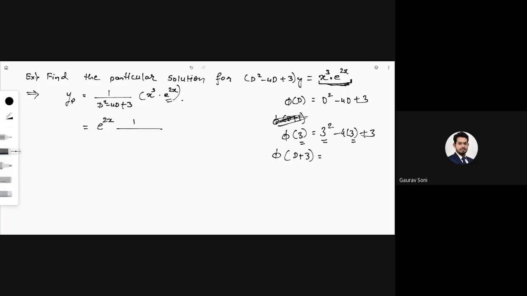Dhruv, tell me. What will be phi of d plus 3 now? ये इसने क्या किया है यश ने यहाँ पे phi of 3 is equal to 3 square minus 4 into 3 plus 3. What he has done? Replace d by 3. Okay. So जहाँ जहाँ d था वहाँ पे 3 रख दिया है. तो phi of d plus 3 में क्या होगा?